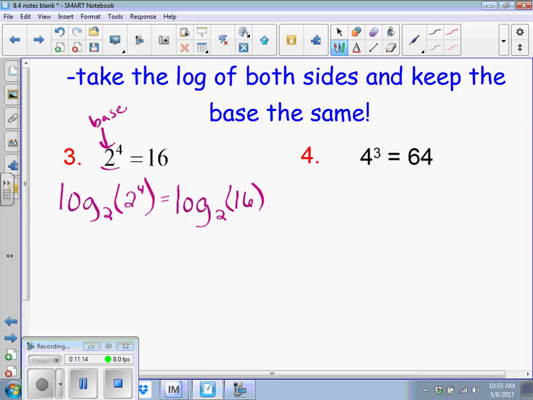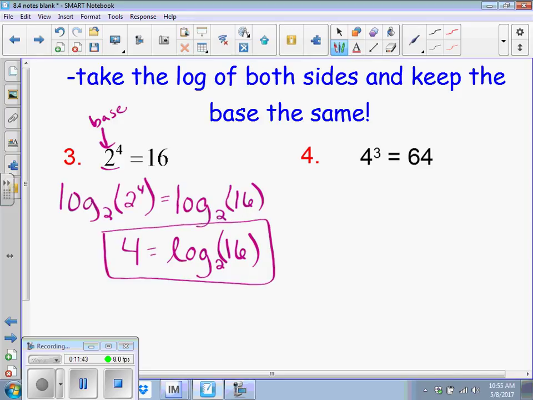Now, that first property, the very first thing you wrote down, log base b of b to the whatever power is equal to that power, right? So, log base 2 of 2, those cancel, leaving me with just what? 4 on the left equals log base 2 of 16. And look, I can check to make sure it's right. 2 to the 4th power equals 16. Our very first property showed us that those will cancel each other out.